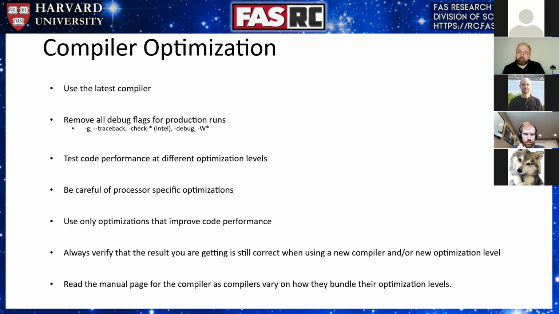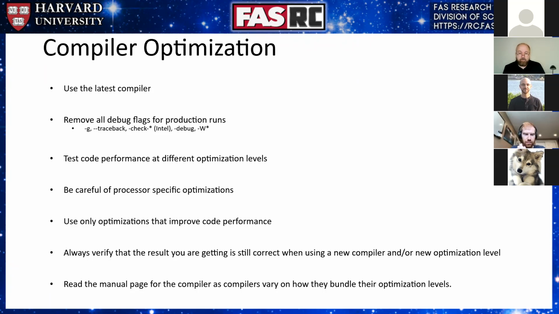Second, you want to make sure that when you're running in production, you remove all your debug flags. This is a common mistake: people will just build their code and not recompile for production runs, and work with debug flags on. That will drag down your code performance substantially. So you want to go through and make sure you remove all those debug flags when you're actually doing a production run.